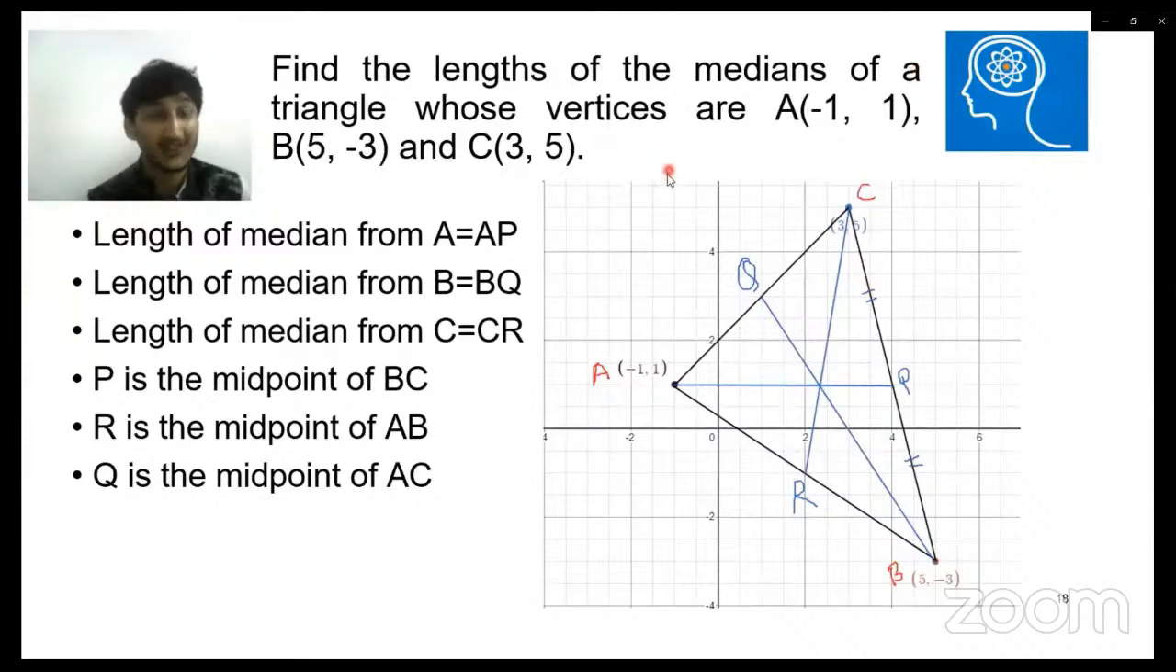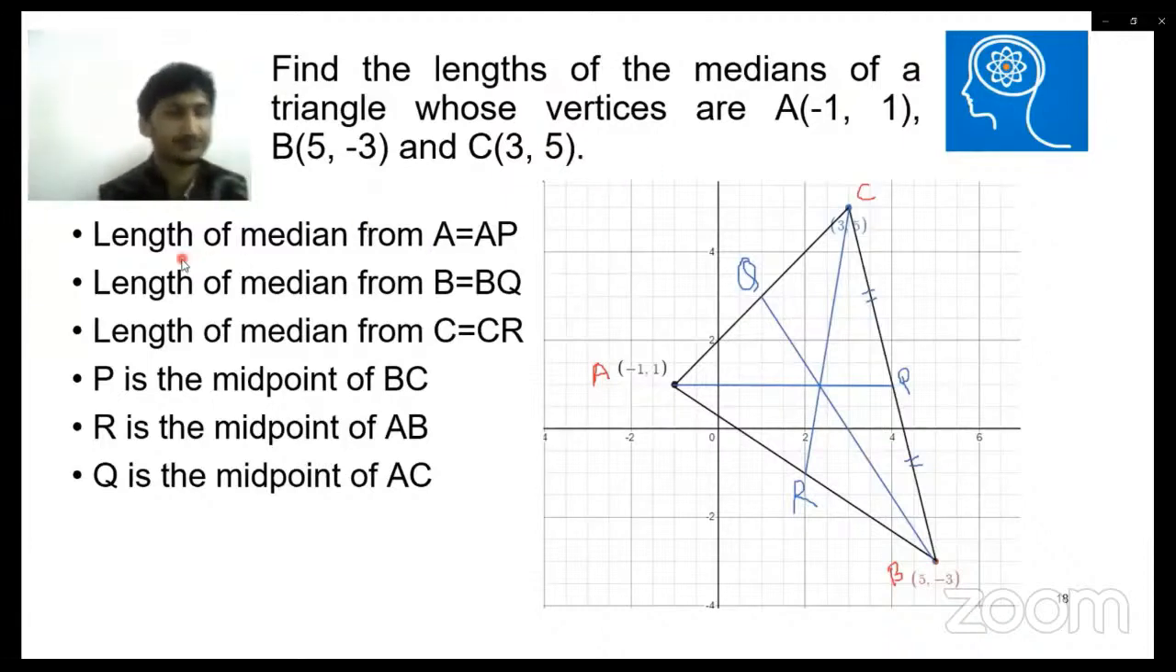Let us solve another example. Find the length of the median of a triangle whose vertices are A (-1, 1), B (5, -3) and C (3, 5). So here we are given 3 vertices. They form a triangle and we have to find the length of the medians of the triangle.